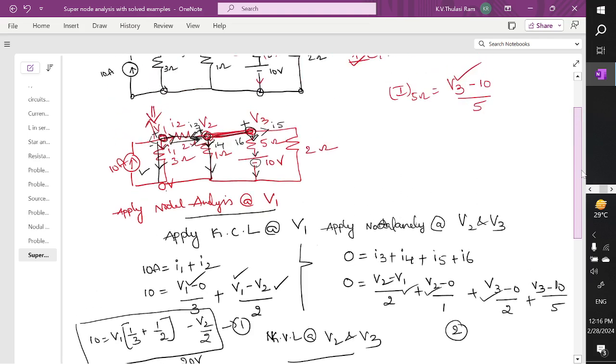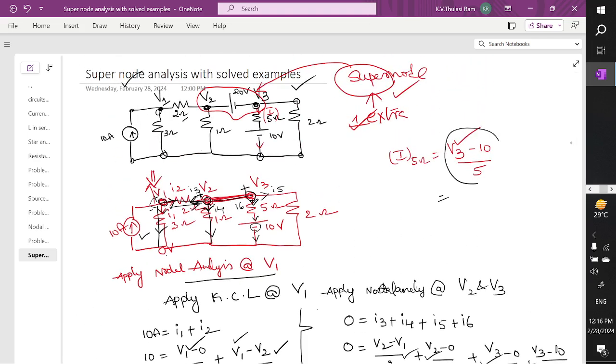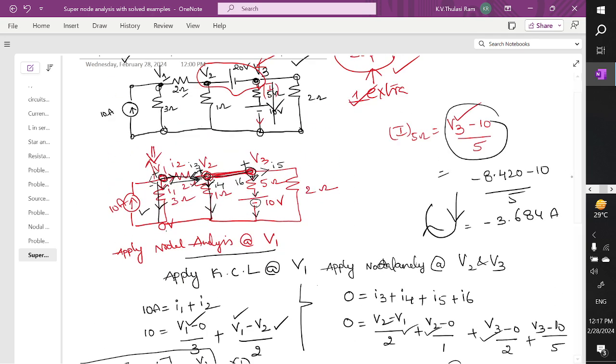And the question that is asked is v3 minus 0 by 10 by 5, the current across the 5 ohm. So now what is the value of v3? Minus 8.420 minus 10 by 5. When you perform it, this value is minus 3.684 amperes, and this current is flowing from top to bottom. So this is the amount of current which is flowing in our circuit diagram.